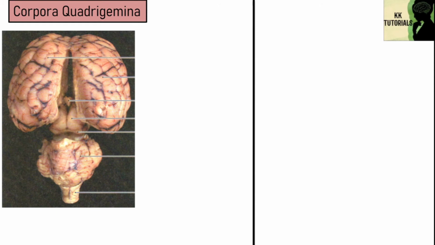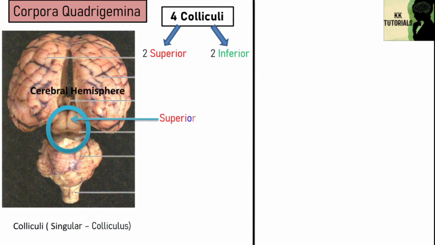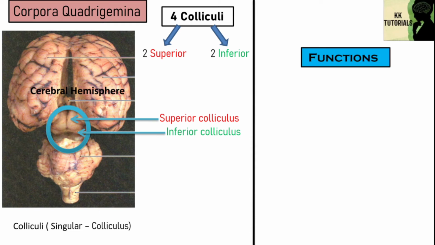In the brain, the Corpora Quadrigemina are the four colliculi, two superior colliculi and two inferior colliculi. Singular form is colliculus. This is the superior colliculus and this is the inferior colliculus. If we talk about the functions of Corpora Quadrigemina, then they are reflex centers involving vision and hearing.